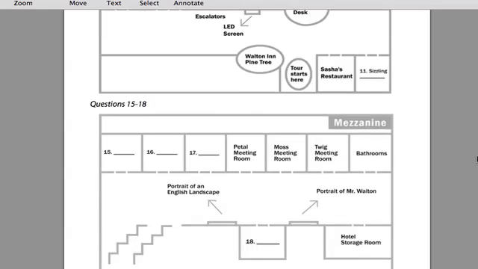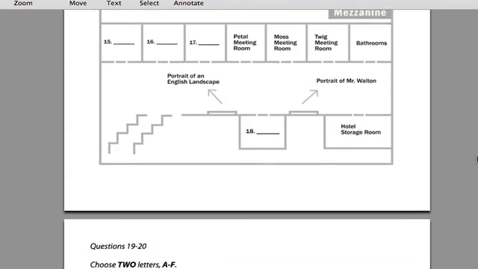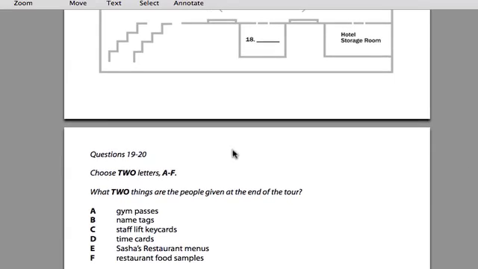Oh, I'm sorry. Actually, I'm just going to pause. That's the power that I have here. I forgot to show you that there are actually a couple of other questions here. What 2 things are the people given at the end of the tour? Okay, gym passes, name tags, staff lift key cards, time cards.